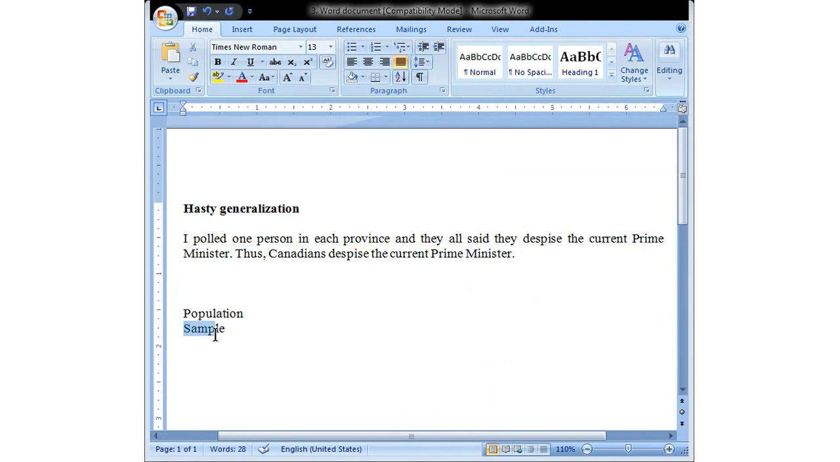And then what you're going to do is study that sample, or that subset of your population, and you're going to find that it has a certain attribute. Like in this case, for instance, the sample is one person from each province. There's 10 provinces, so that would be 10 people. So that's your sample. And you found out something about those 10 people: they say they despise the current prime minister.